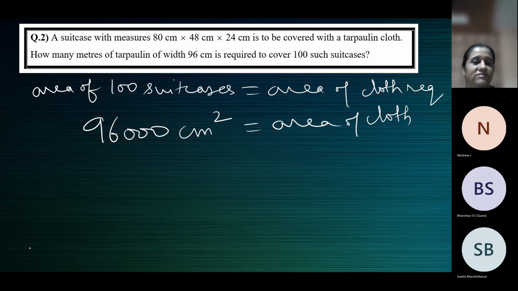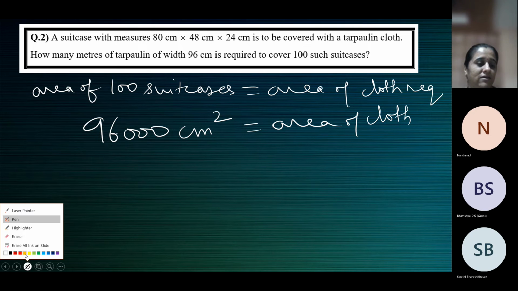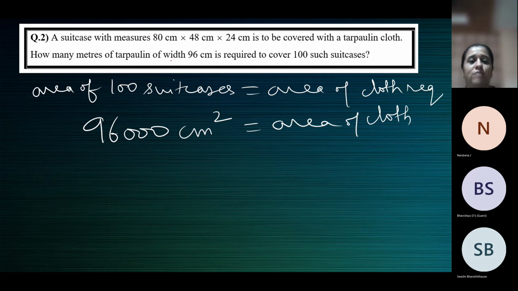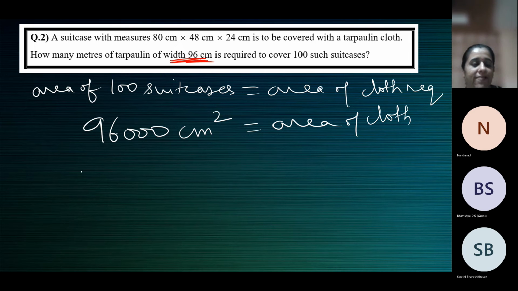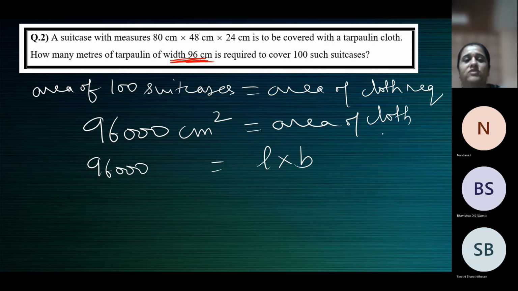The breadth of the tarpaulin is 96 centimeters, as given here. That will be fixed. You can only ask for the length. So see here, 96,000 is equal to, how do you find the area of the cloth? L into B, since it is a rectangle. So 96,000 is equal to length, which we don't know, into breadth, which is 96.